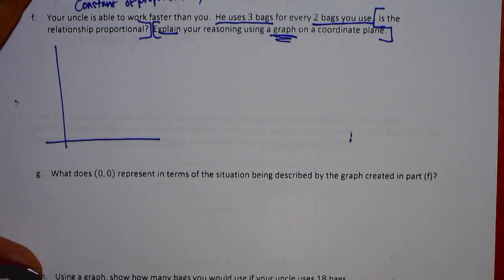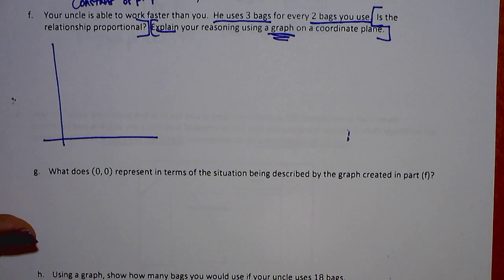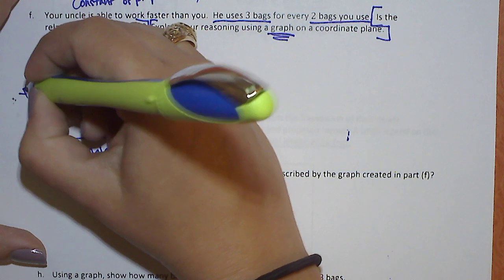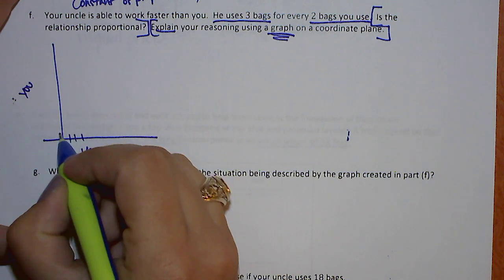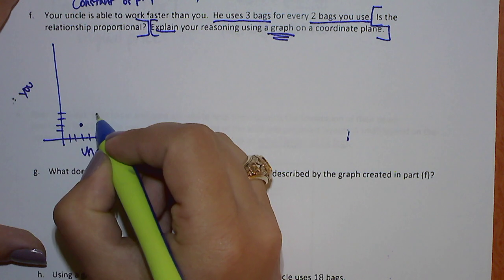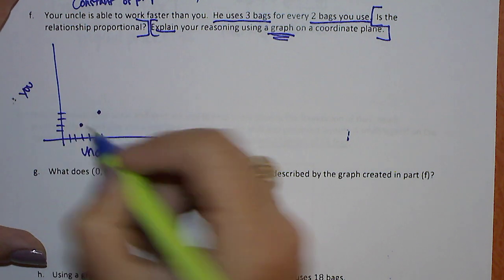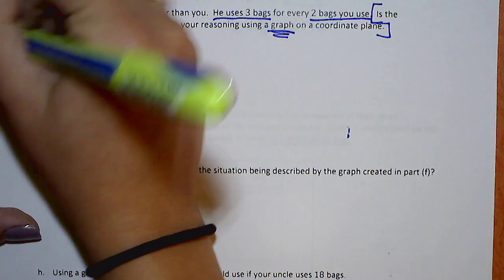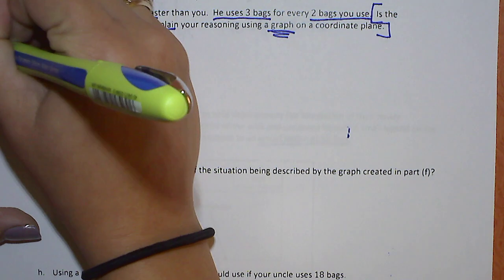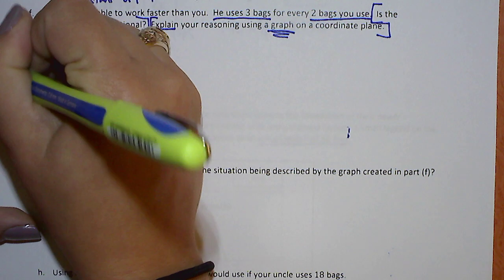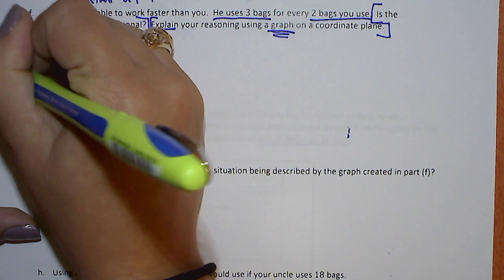showing that your uncle uses 3 bags for every 2 bags that you use. So uncle depends on how many you use. Let's see, he uses 1, 2, 3 for every 1, 2 you use. Make sure that your points actually lined up. You could have made a table to see what could go in there. It should be 2, 3, 4, 6. These are going by 2s. These are going by 3s.